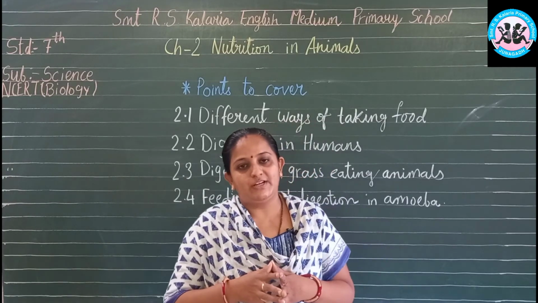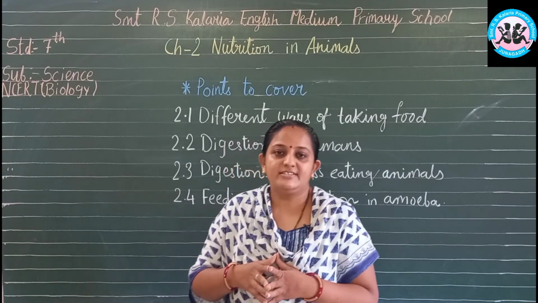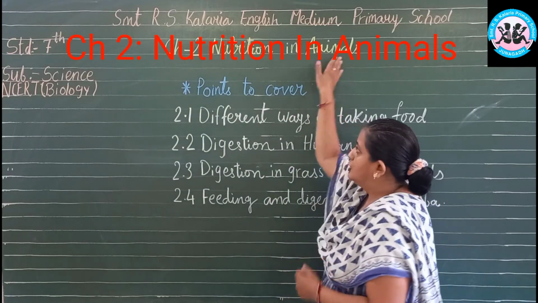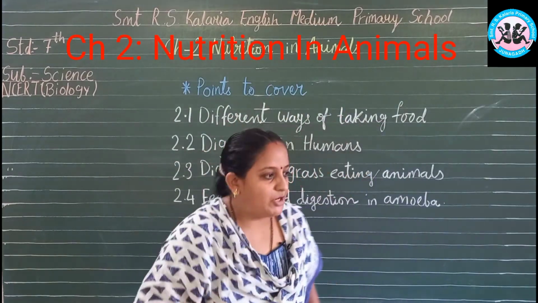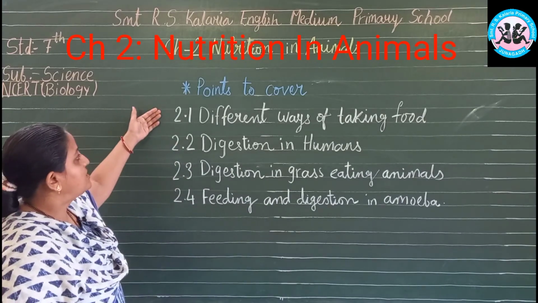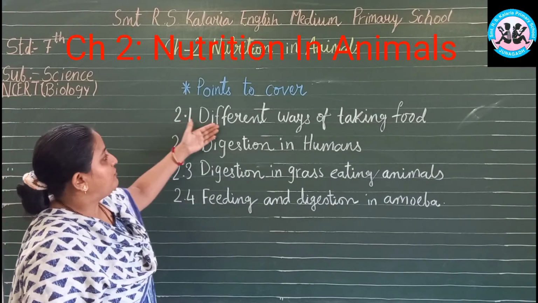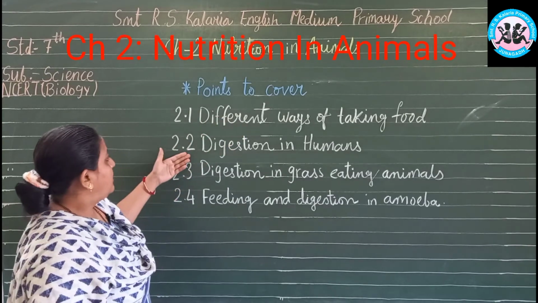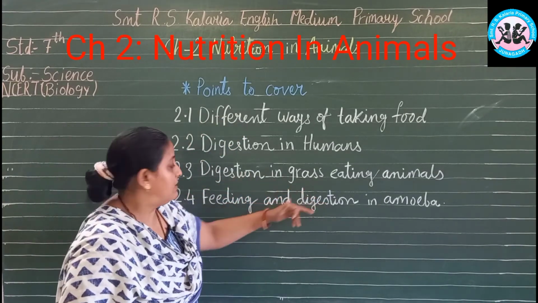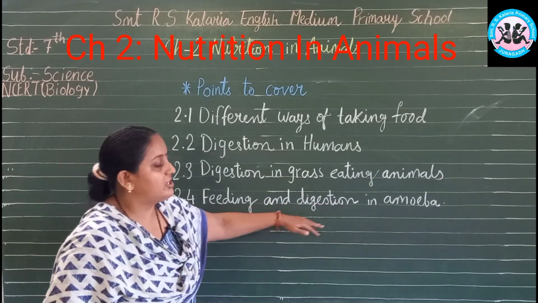Today we are going to understand Science NCERT chapter number 2, Nutrition in Animals. So in standard 7 chapter number 2, Nutrition in Animals, in this chapter we are going to cover these points: different ways of taking food, digestion in humans, digestion in grass eating animals, feeding and digestion in amoeba.